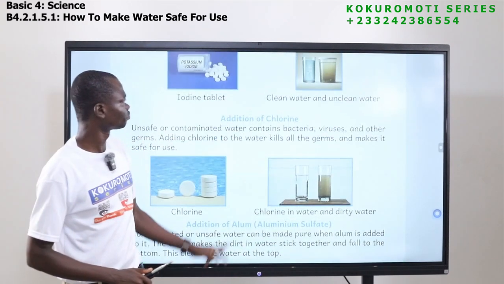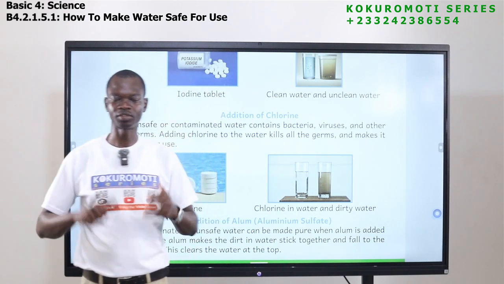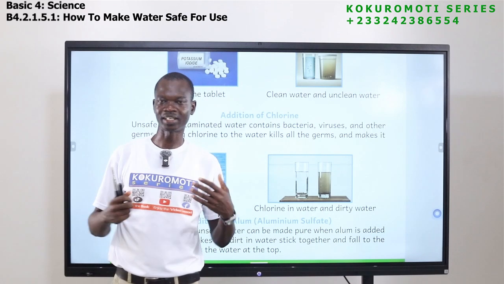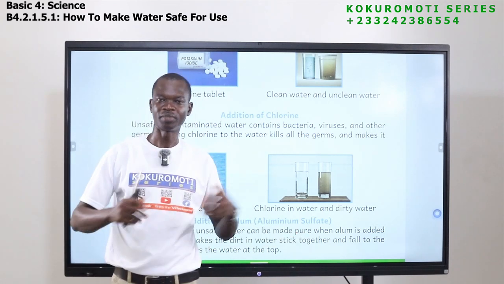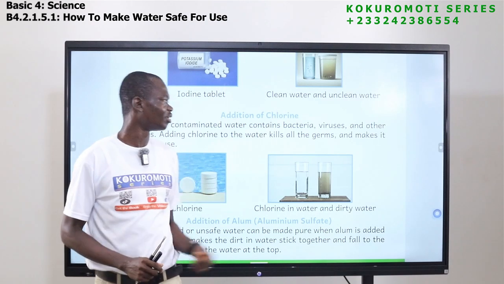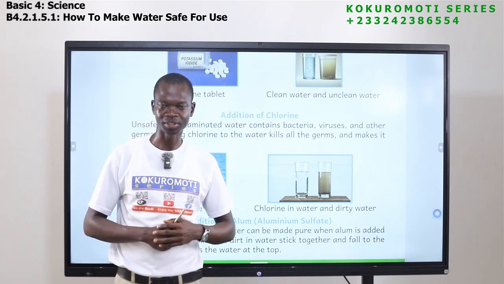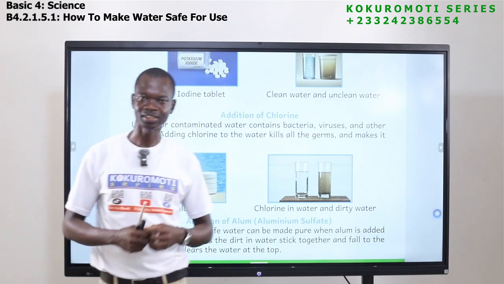the next one, iodine. You have iodine tablet, you have chlorine tablet, you have alum. You should know that alum doesn't kill germs, but it can make the water clean for you. Chlorine kills germs, make the water clean. Iodine tablets also kill germs and make the water clean. So these are the things that you need to know, you need to understand.